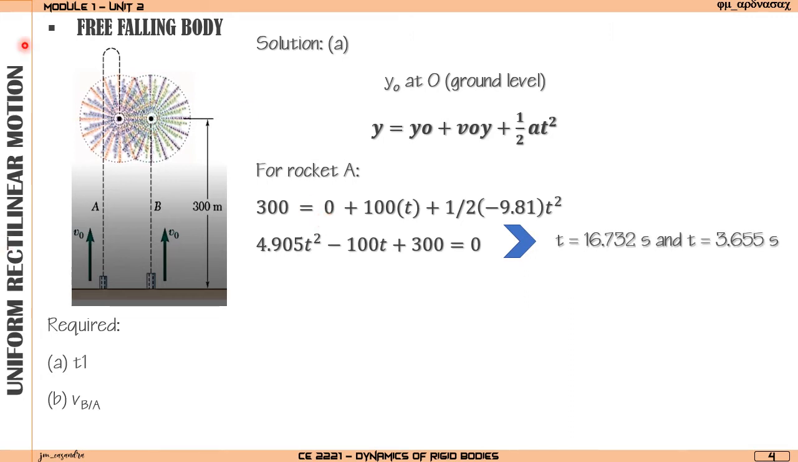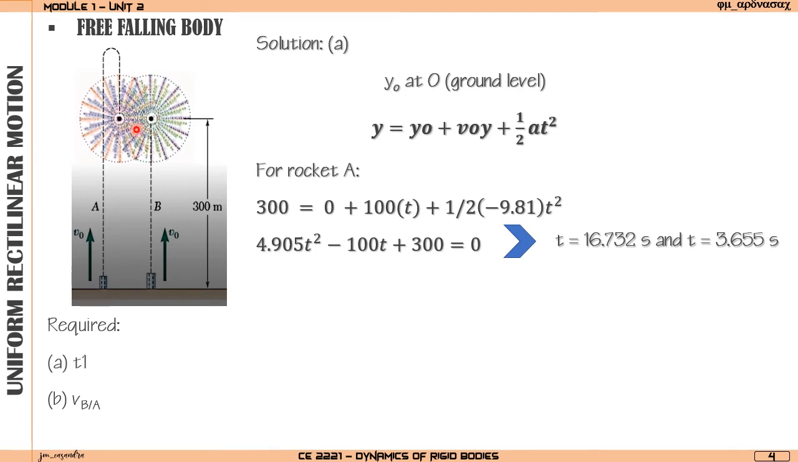and 3.655 seconds. So we have two positive times. Which of the two are we going to use? The 3.655 seconds will simply be the time that A reaches 300 first, and then it travels upwards and down, and again reaching a height of 300 meters from the ground. This will now be your 16.732.